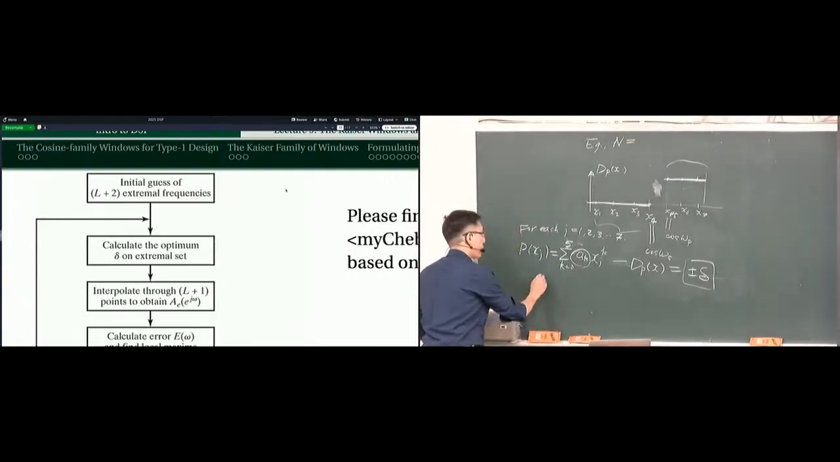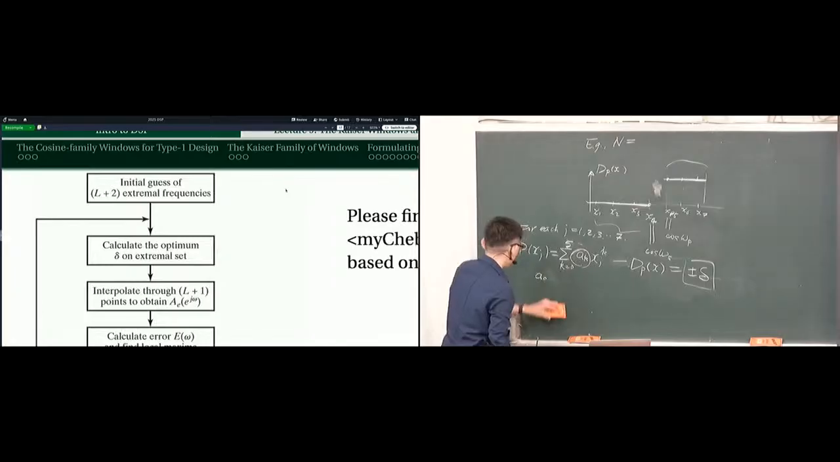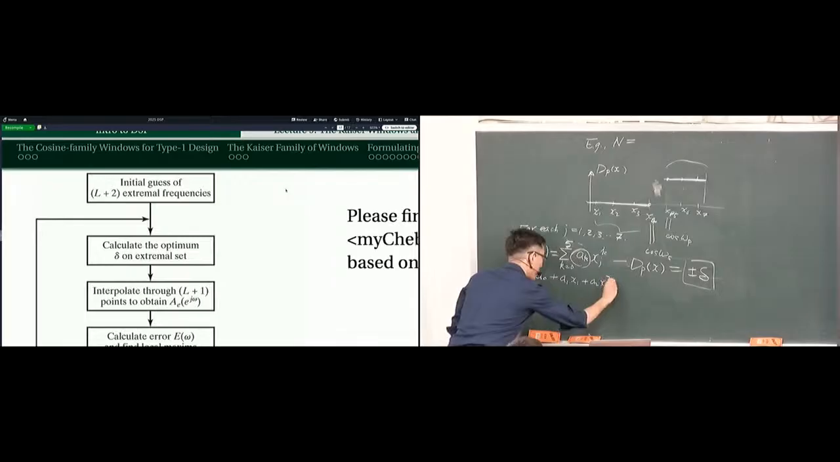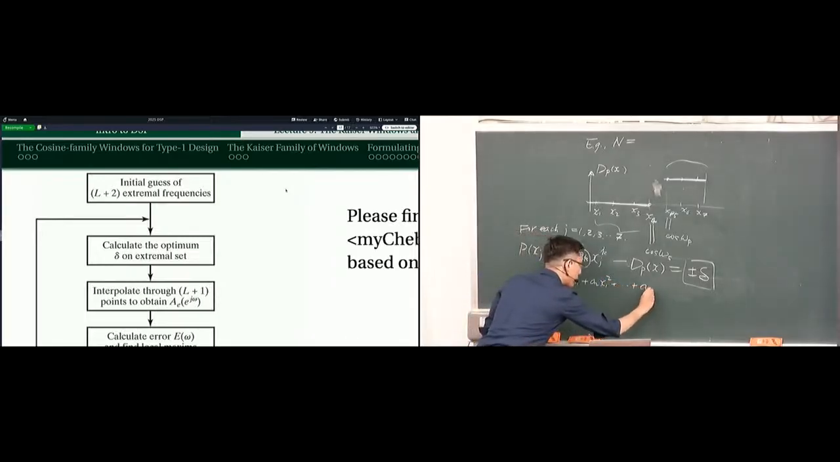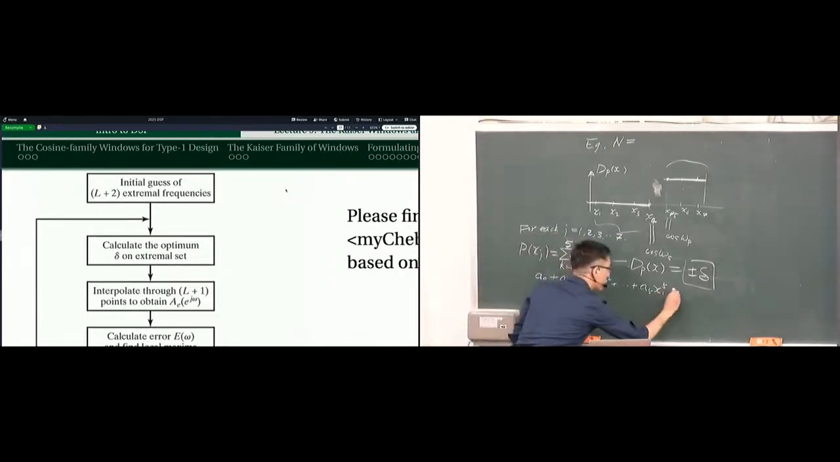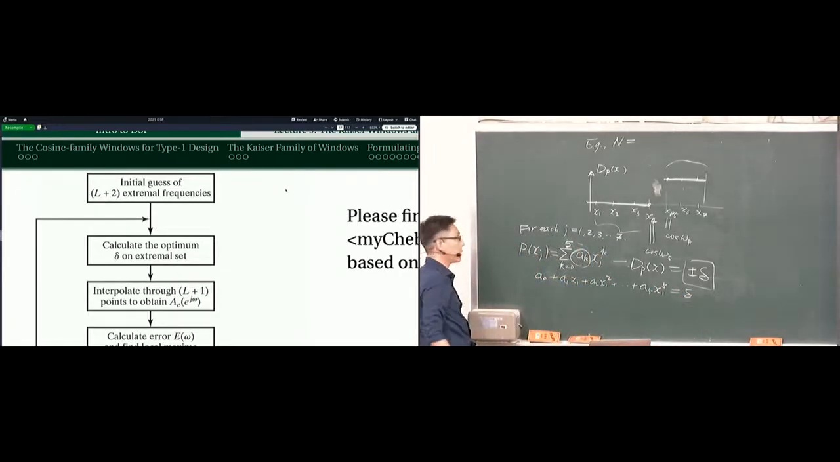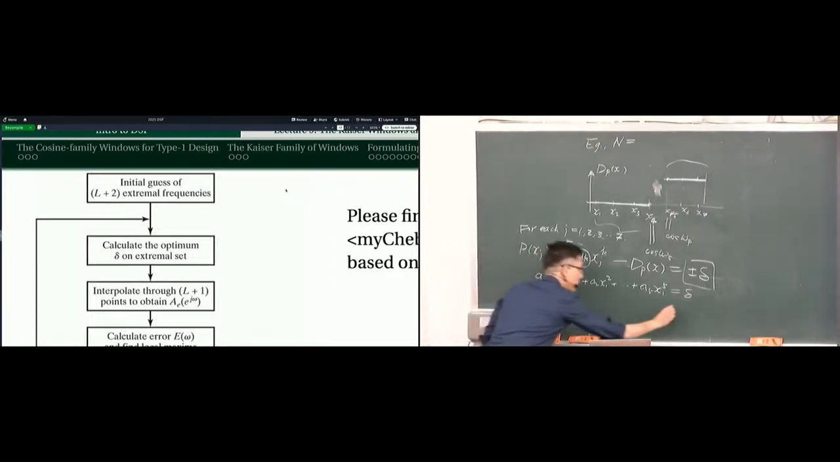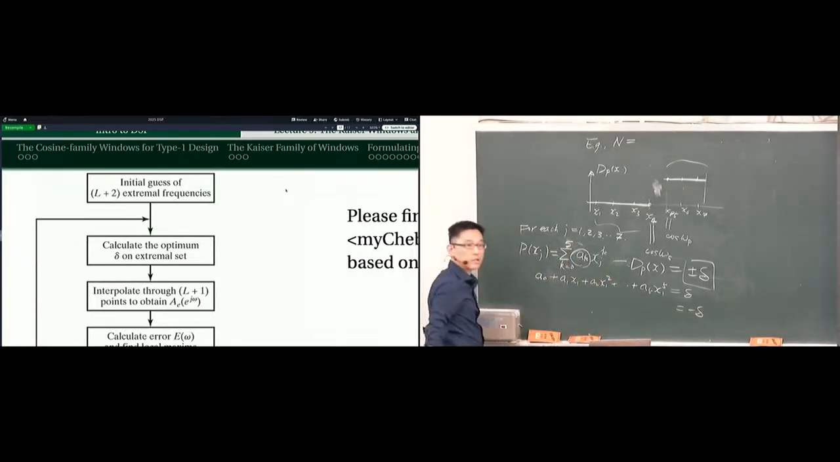So for example, the first equation should be a0, that's a constant term, plus a1 x1 plus a2 x1 squared plus all the way to the 5th order coefficient, a5 x1 to the 5th power, equals to plus delta. That's the first equation. And the second equation should be, now the sign should alternate.